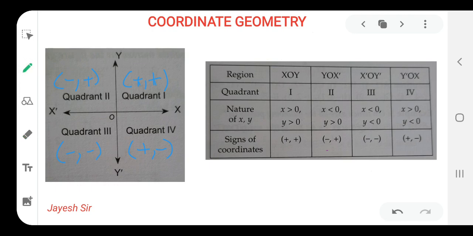Similarly for quadrant 3 also, x dash o y dash, this is to be said. Yes, I hope you all are clear. In this coordinate both the values are negative. That means the value lying on the x axis is negative, so it is smaller than 0. Similarly the y axis value is also negative, so it is definitely smaller than 0. So here the sign of the coordinate is written for quadrant 3.